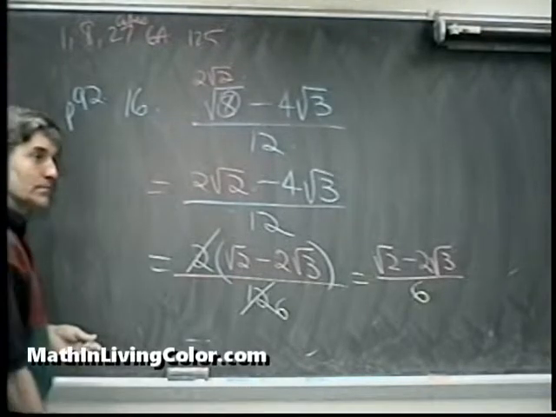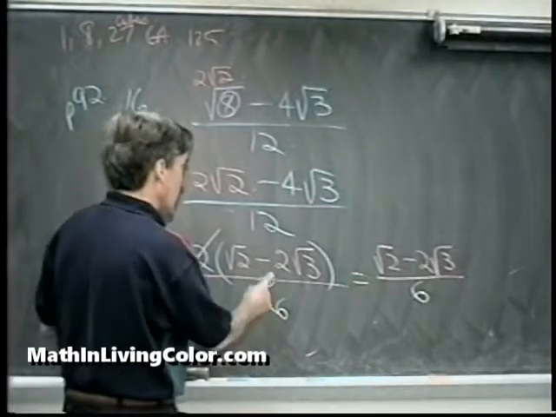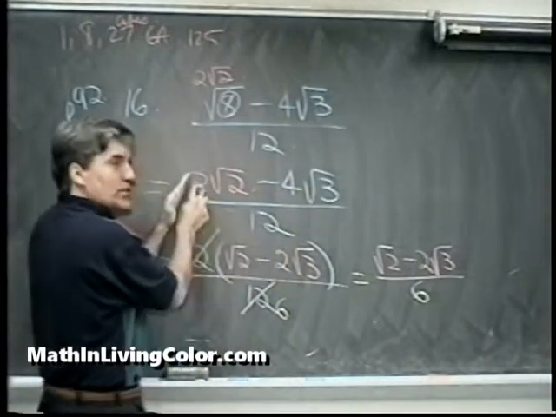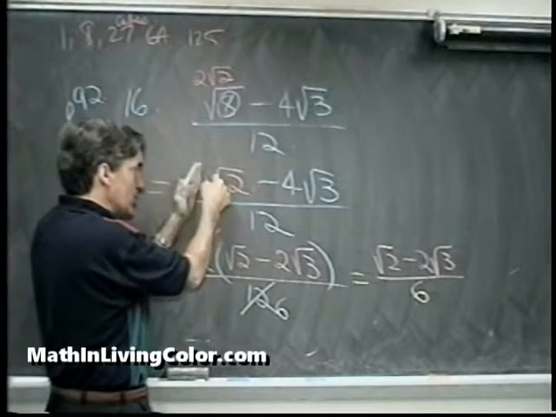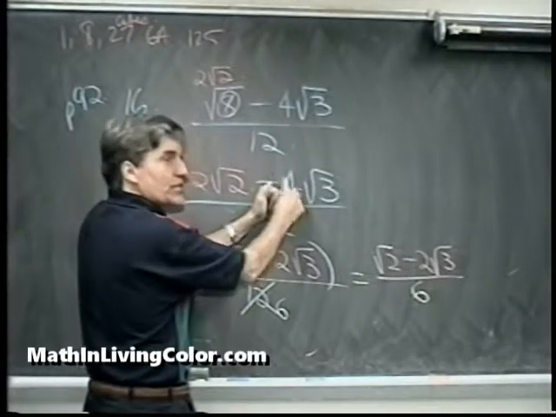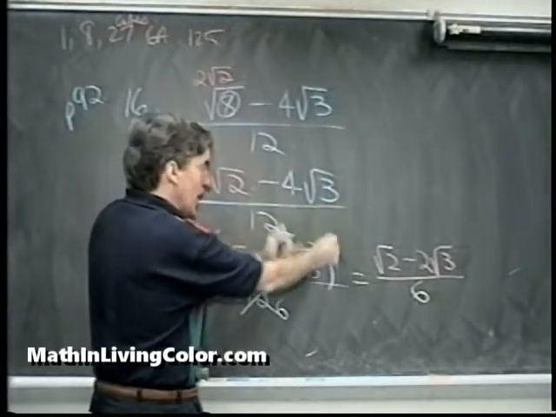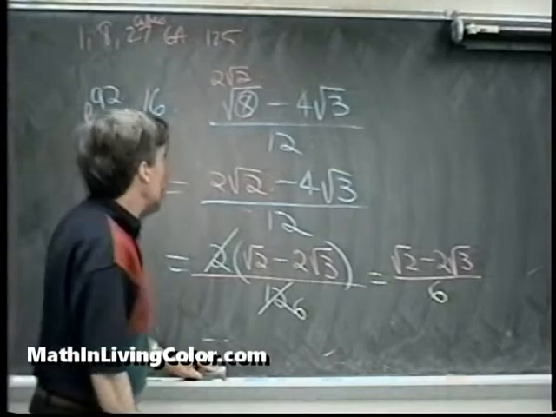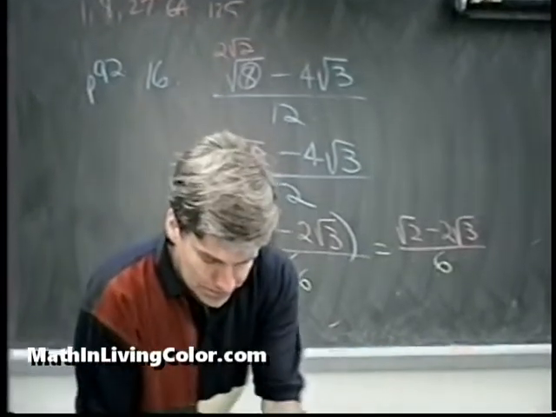Would you get to negative 2 radical 3 in the bottom term? Well, I factored out a 2 from this expression. So I took out a 2, which leaves just the radical 2 in the first position. And I took out a 2, which leaves negative the other 2 radical 3. Okay, good question. So that would be the final answer on that one.